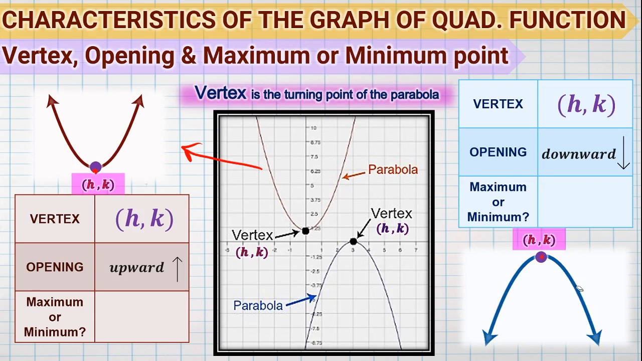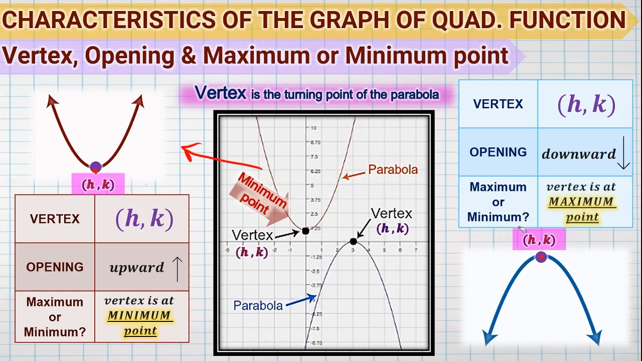So, you will only have a minimum point if your parabola is opening upward. So, laging tandaan yan. Magkakaroon ka lang ng minimum point kapag yung parabola mo is opening upward, while you'll be having a maximum point if your parabola is opening downward. Yan. So, diyan siya makikita.